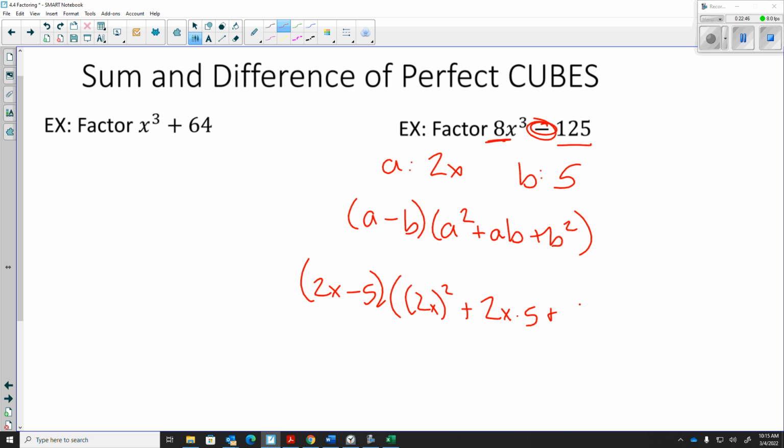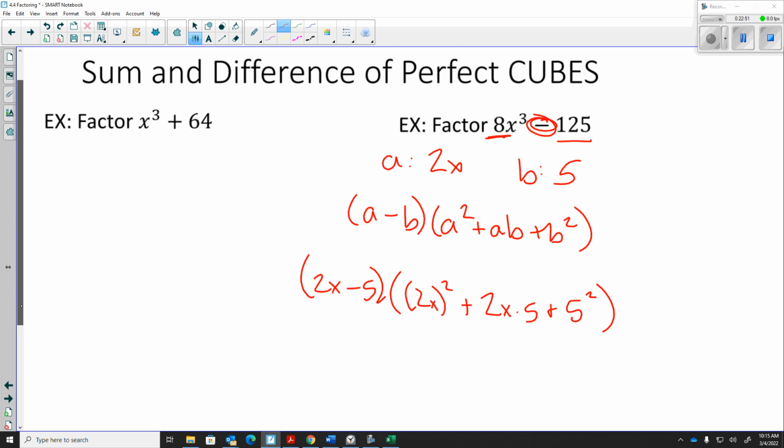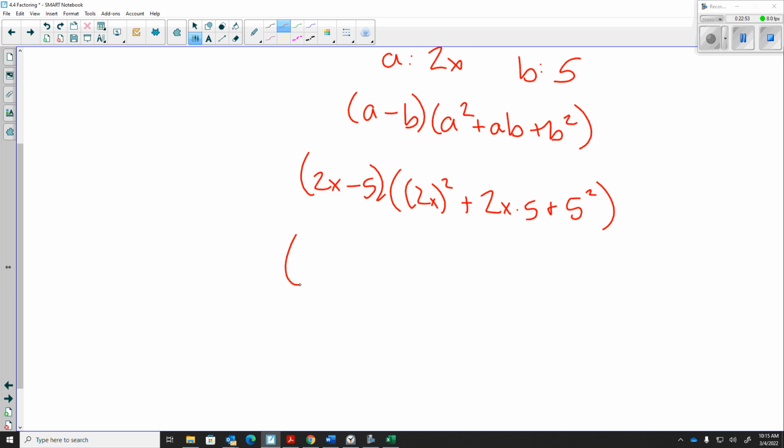And we can simplify that a little bit. I have 2x minus 5. 2x squared is 4x squared. 2x times 5 is plus 10x. And 5 squared is plus 25. Those are the cube roots of the pieces that I started with.